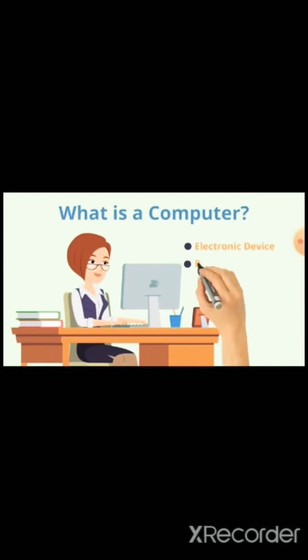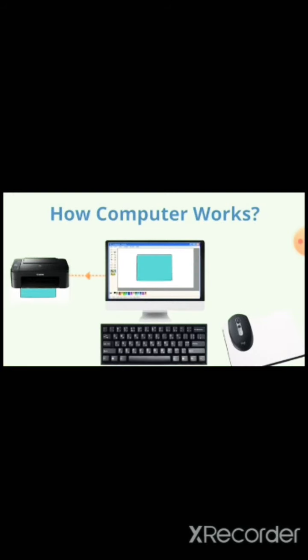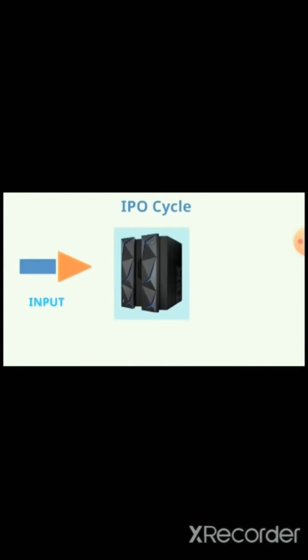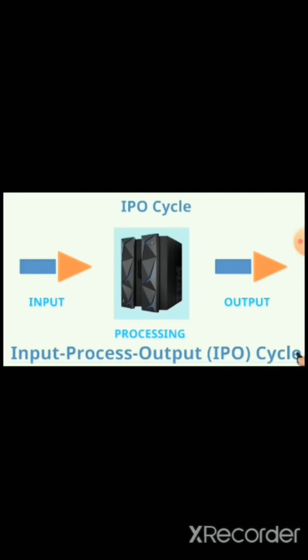First, as we talked about, what is a computer? An electronic device that processes information. But now the question arises: how does a computer work? As we know, a computer is an electronic device and we can give instructions to execute any work, and this is done by the IPO cycle. It means when we input anything into the computer, then it processes it and then it goes to output by the printer and on the monitor.